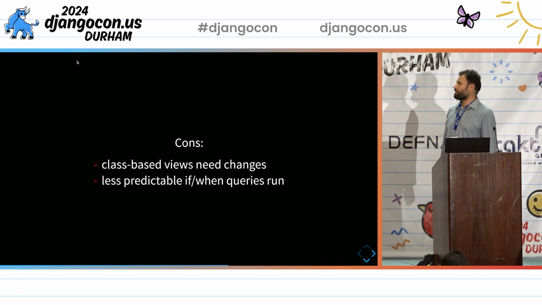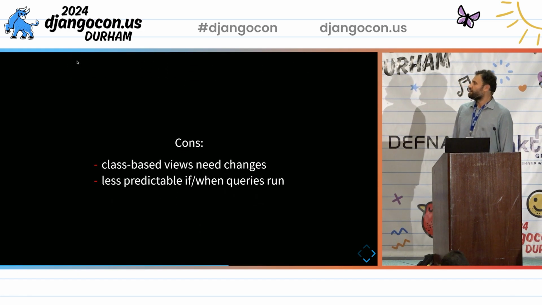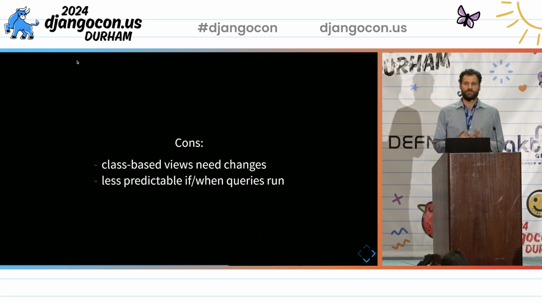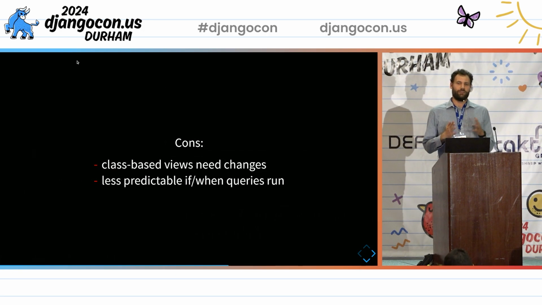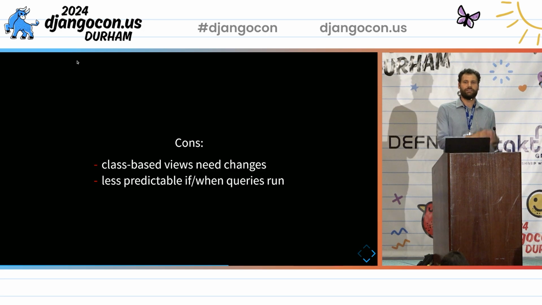So what are the potential problems with this approach? Class-based views will need to be adapted to this. Why? They have a lot of logic like get_object, get_queryset, model, etc. So they are always focused on fetching one object from the database into memory.